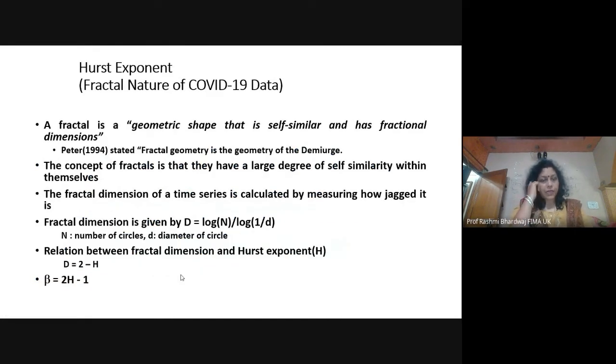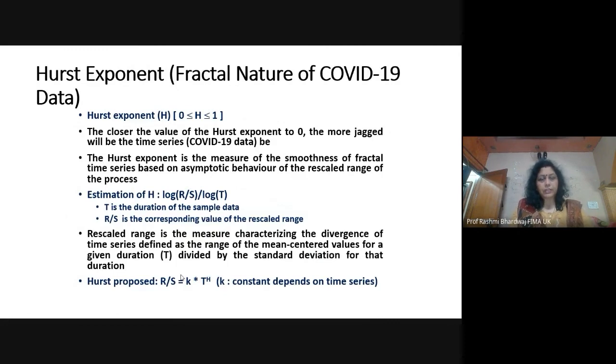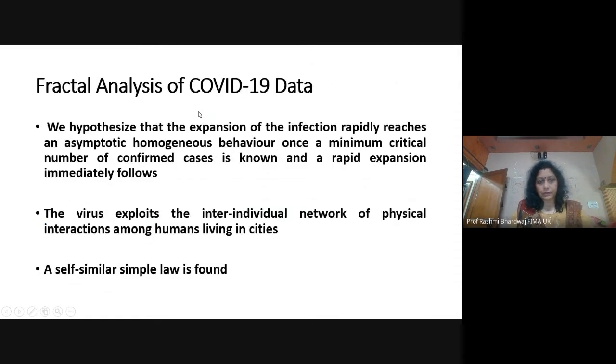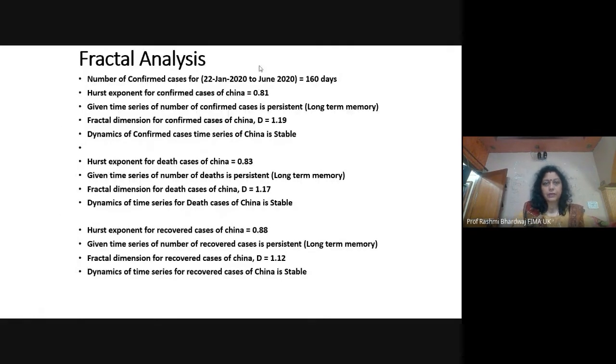So if we are finding this, I already showed you the Hurst exponent, which we are calculating, with a value between 0 and 1. Now, we used the data, basically the number of confirmed cases, from 22nd January to June 2020 in the first phase, which is 160 days. And at that time, the Hurst exponent comes to be 0.81.